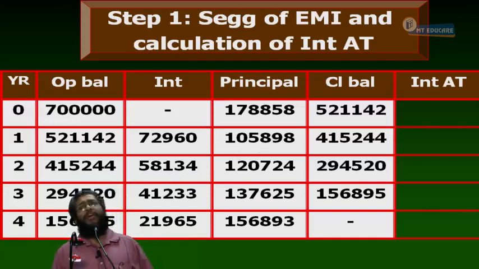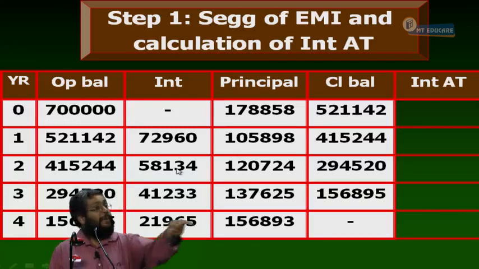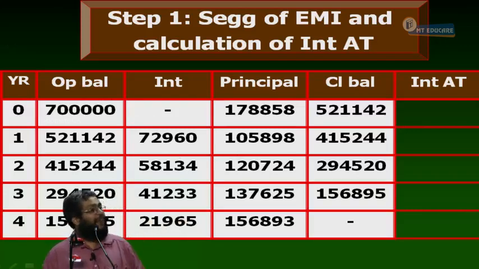Why should I segregate? Anyhow, I'm going to discount. The reason is interest should be adjusted for tax. Principal cannot have a tax shield. Everybody follow what I'm saying? I want to find interest after tax or not. Now tell me, interest after tax.